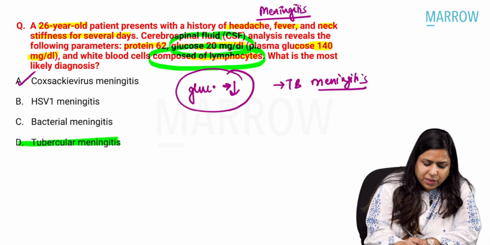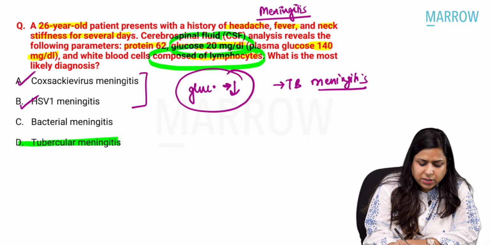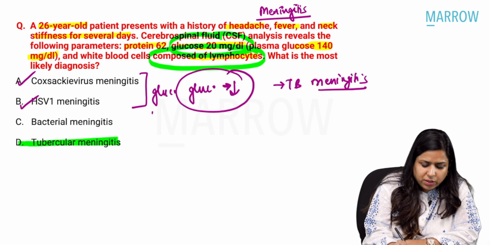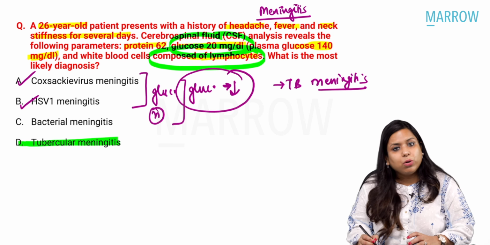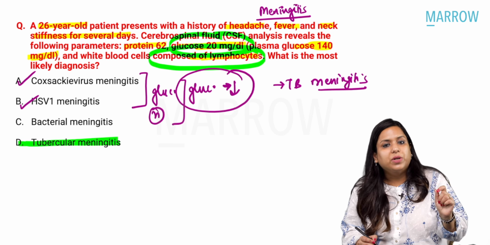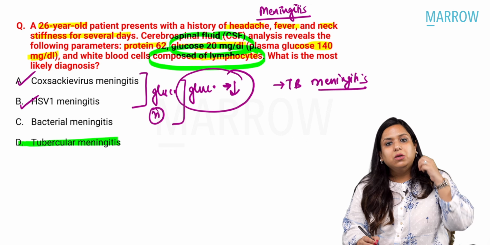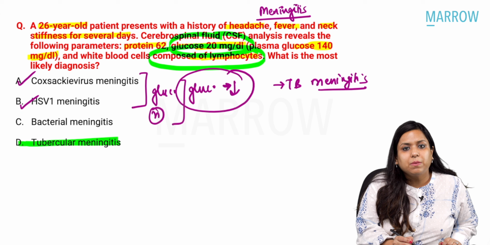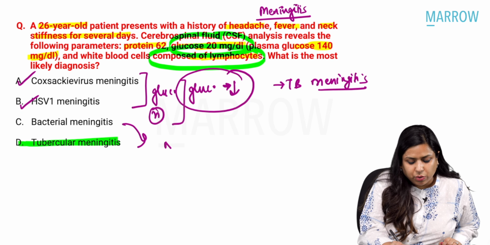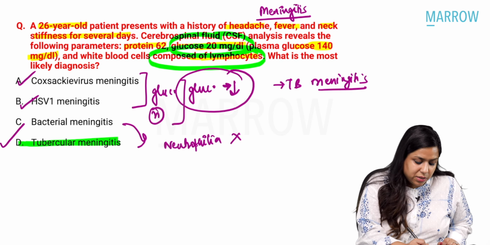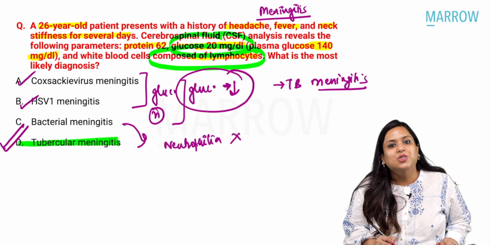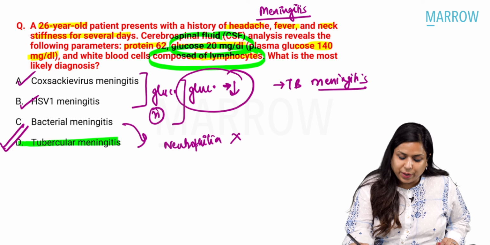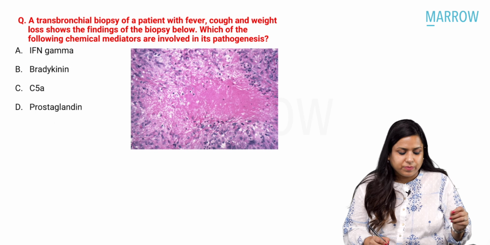In Coxsackie meningitis or HSV meningitis, the glucose level is totally normal. Although the white blood cell is usually composed of lymphocytes, the glucose level is normal. That is why that is not the answer. In bacterial meningitis, lymphocytosis will not be there. There will be neutrophilia. So that is also not the answer. The answer directly is tubercular meningitis. Understood? Okay. Let's move to the next question.